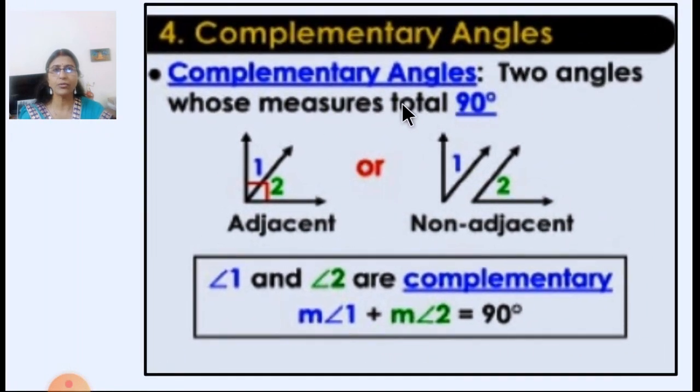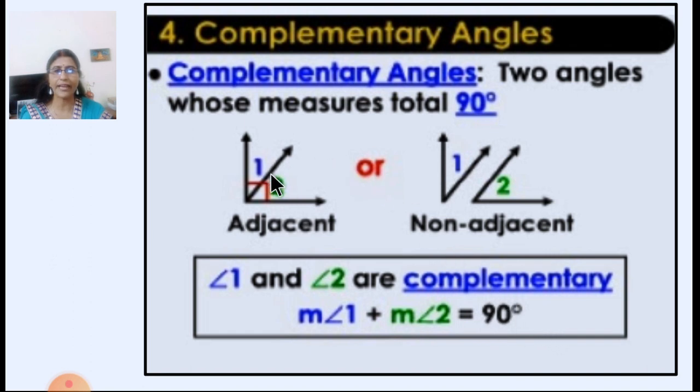Two angles whose measures total is equal to 90 degrees. Means when you add them you will get a total of 90 degrees. Here you can see these two angles, angle 1 and angle 2, they are complementary. Why are they complementary? Because measure of angle 1 plus measure of angle 2 is equal to 90 degrees.